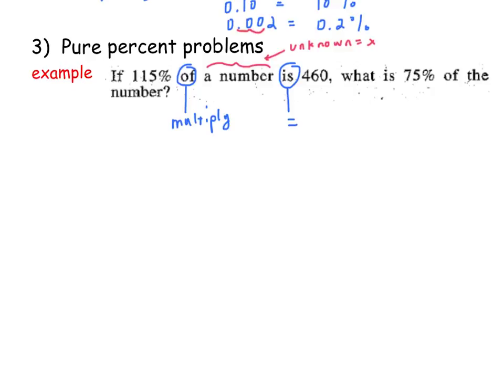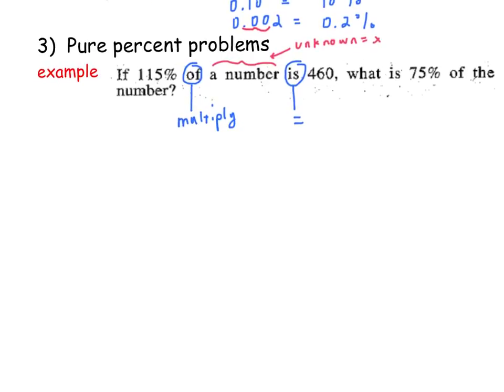I just like to look at the words. Every time I see "of," that means multiply. Every time I see "is," that means equals. And every time you see "a number" or "what," that's talking about an unknown, that's talking about x. This one can be kind of tricky too, because there are two questions in this particular problem. It says, if 115% of a number is 460, what is 75% of the number? So 115%, that's one thing you might get tripped up on. 115% is 1.15 of a number, so 1.15 times some unknown x equals 460.